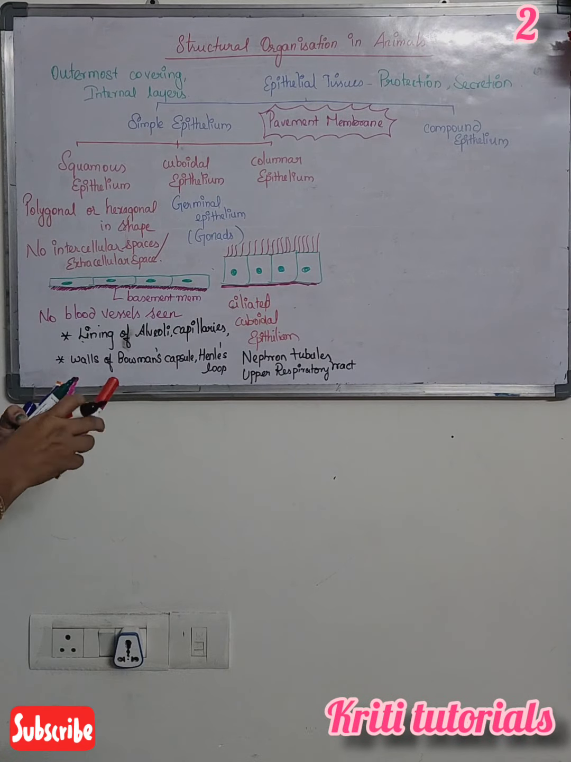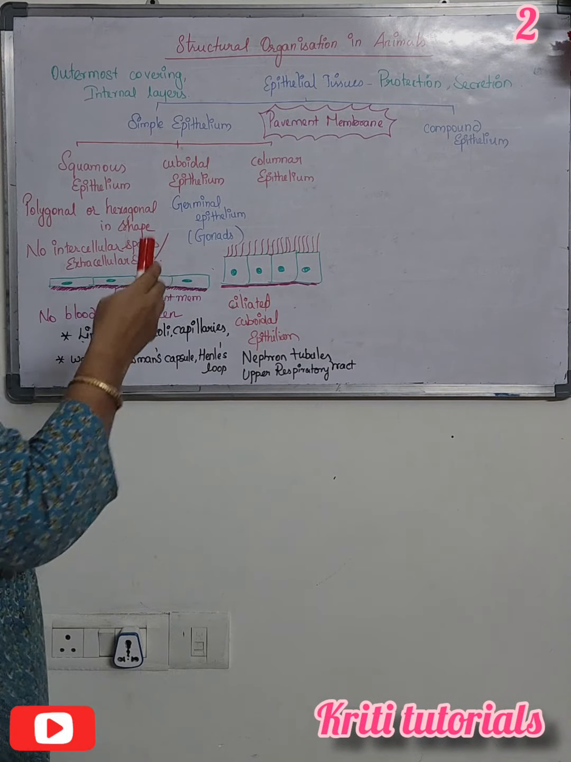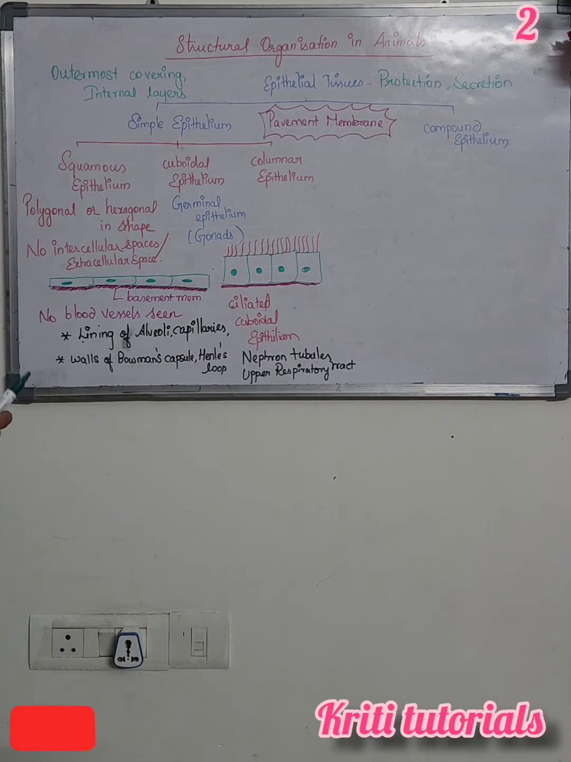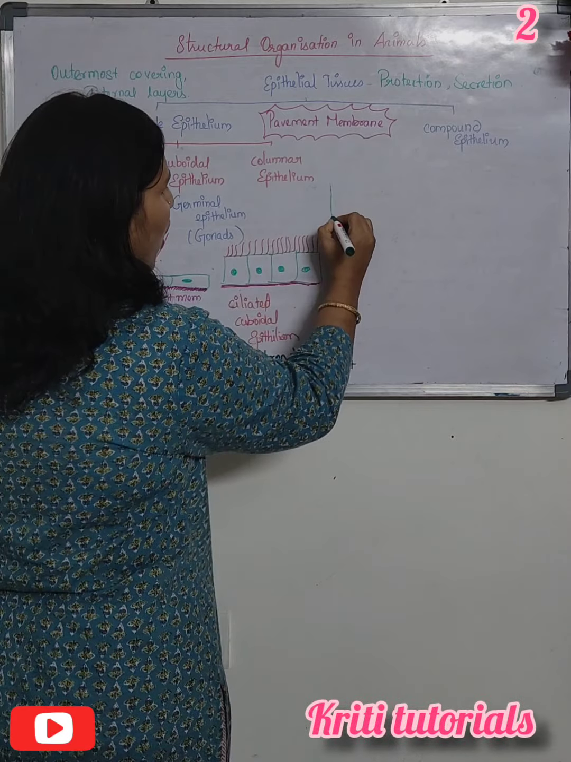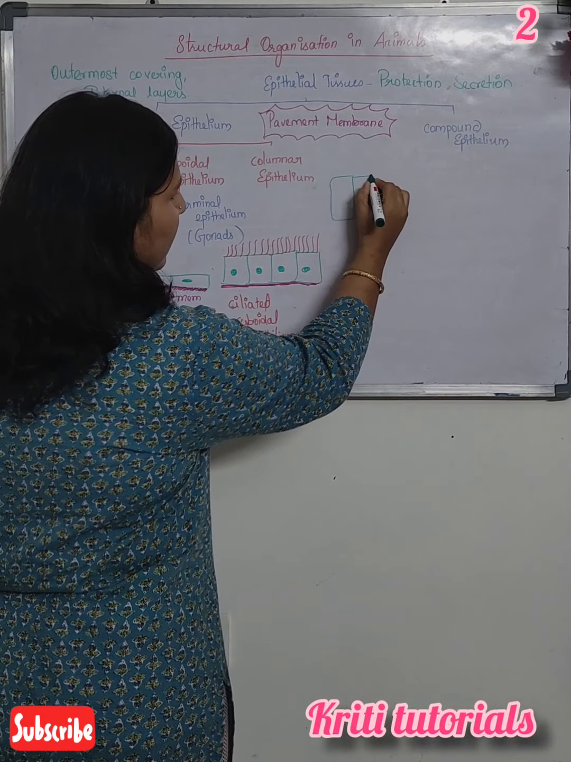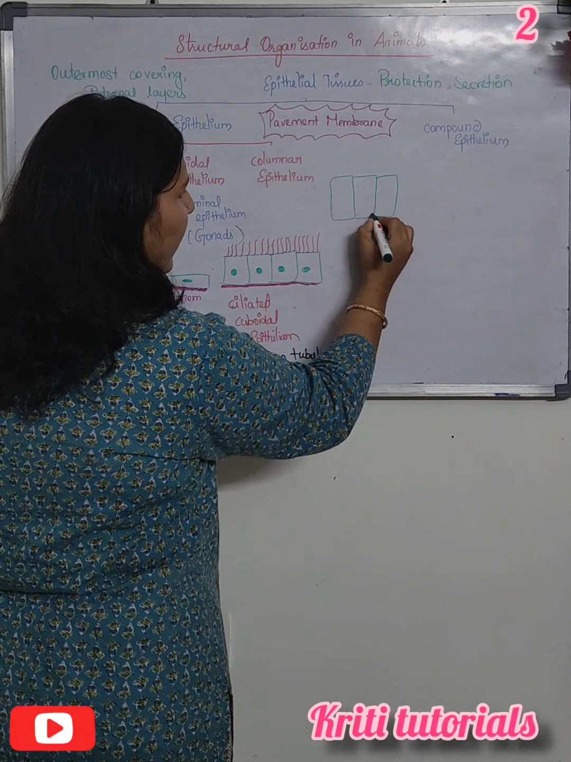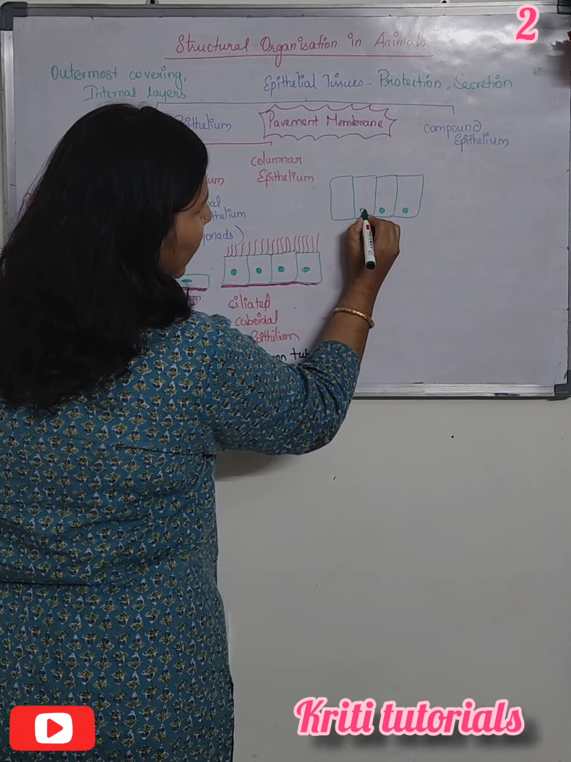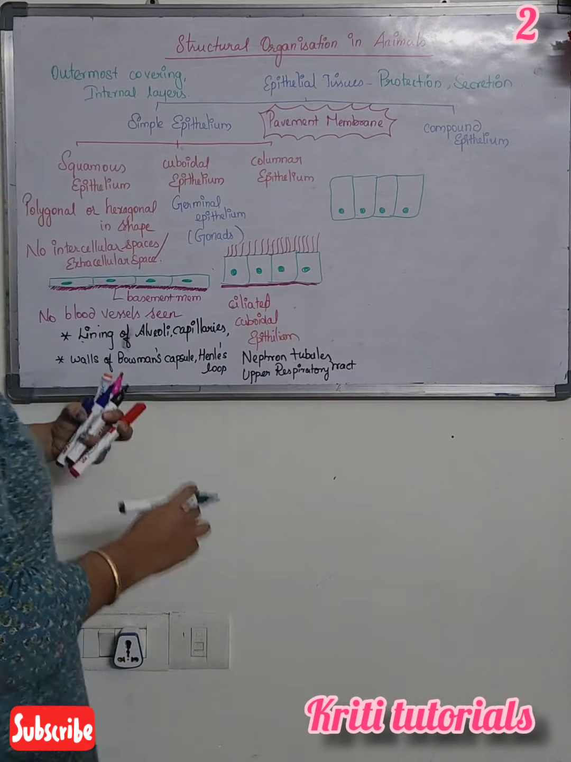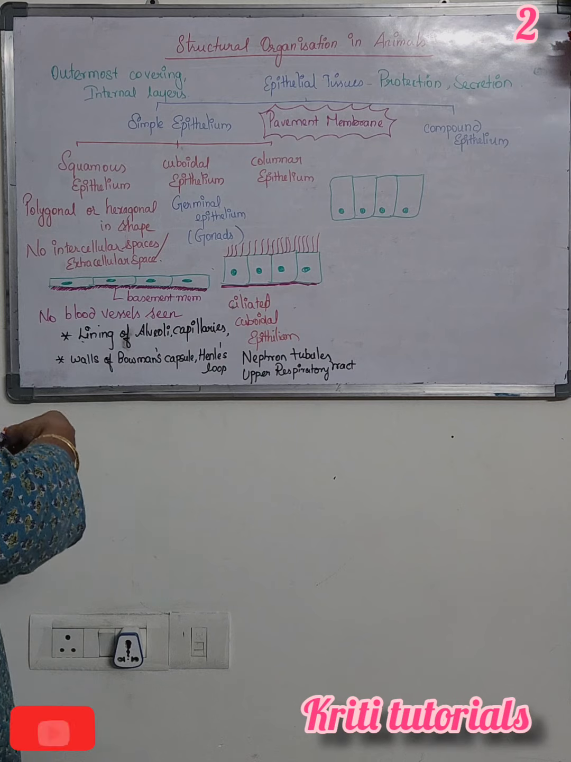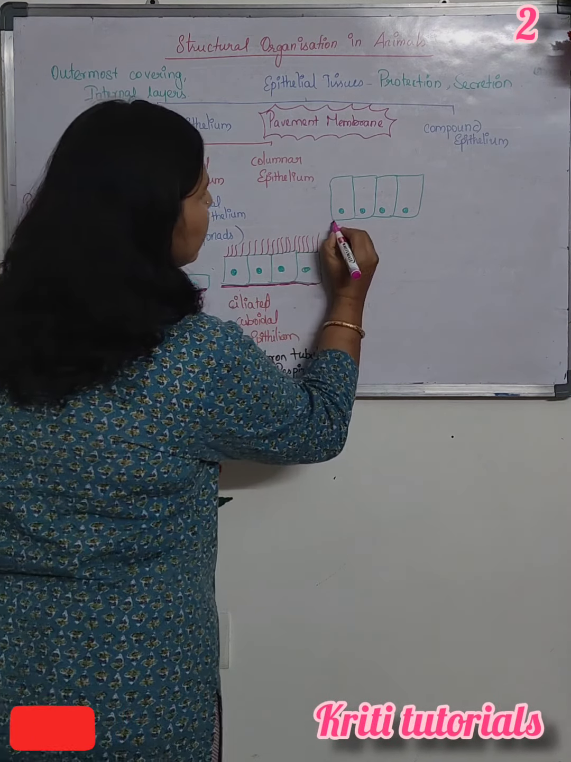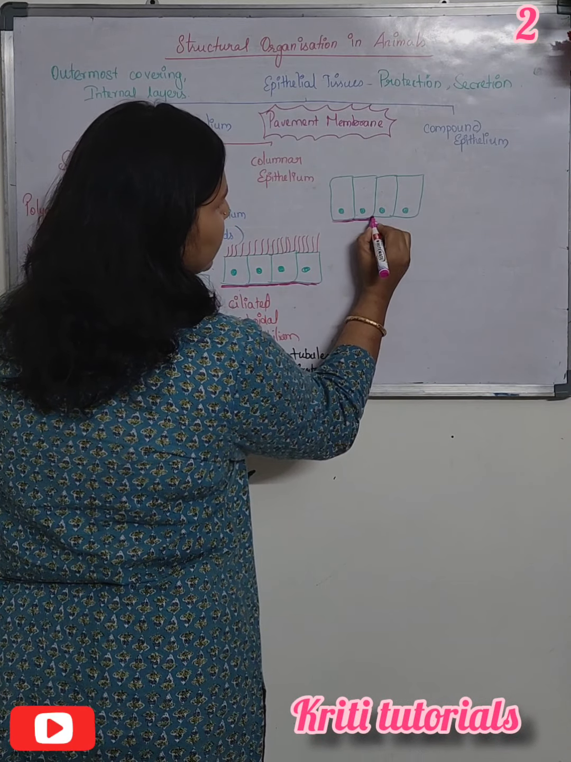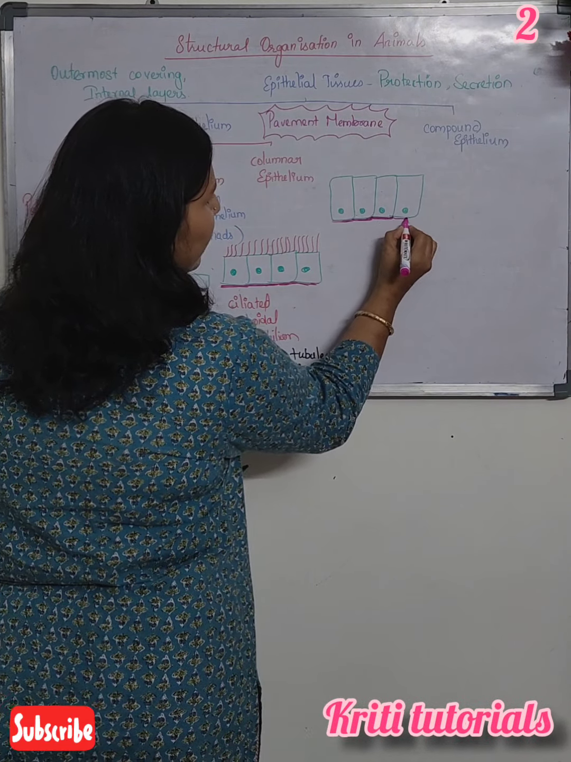Then the third type is columnar epithelial tissues. Coming to these columnar epithelial tissues, the cells are column-like and the nucleus is located in the peripheral part of the cell. As usual, these cells also rest on the basement membrane.